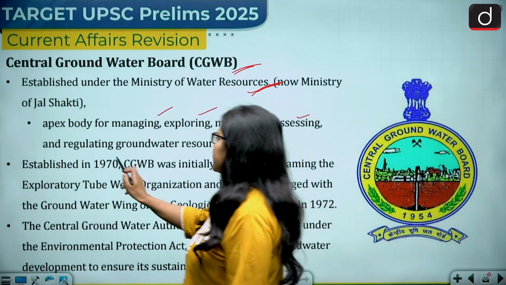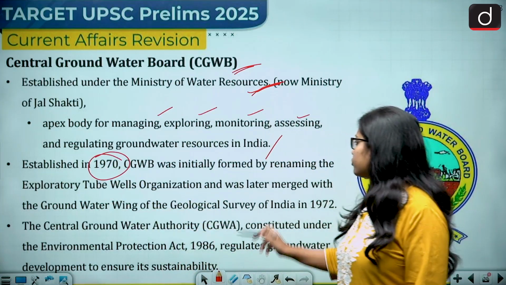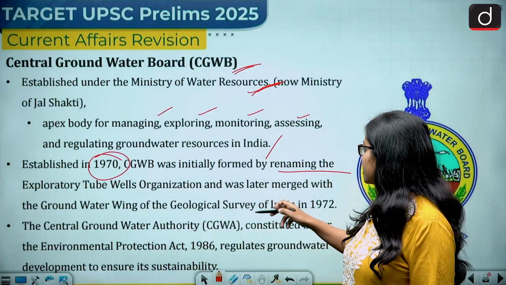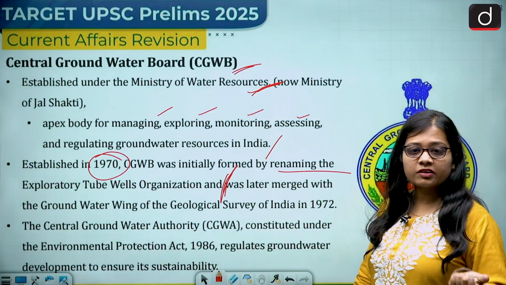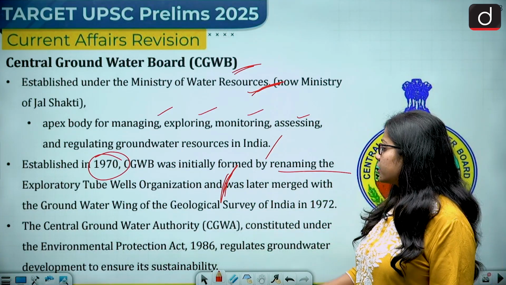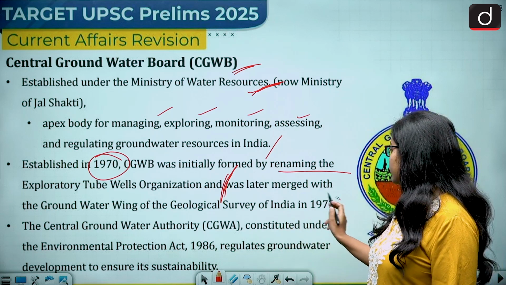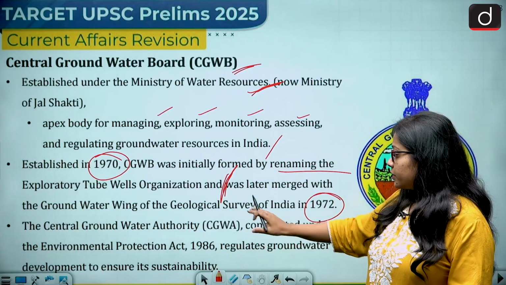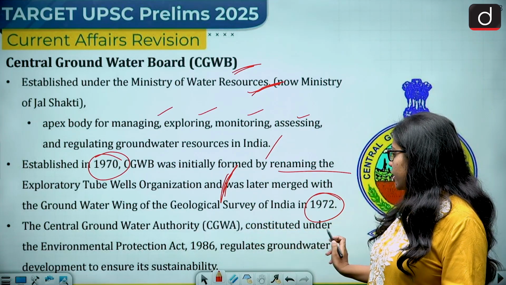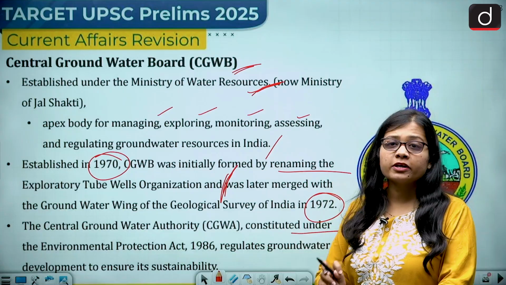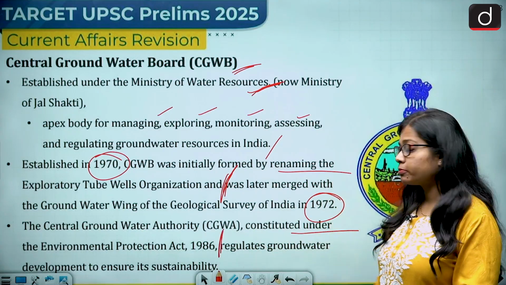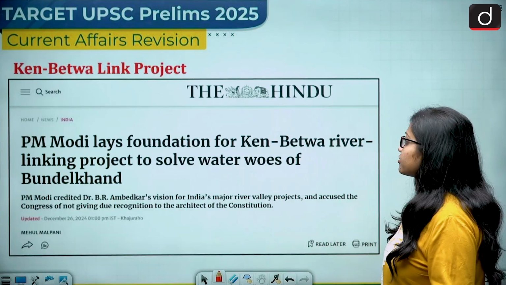Established in the year 1970, this was initially formed by renaming the Exploratory Tube Wells Organization and was later merged with the Groundwater Wing of the Geological Survey of India in the year 1972. And the Central Groundwater Authority has been constituted under the Environmental Protection Act of 1986. Important point, Environmental Protection Act of 1986.